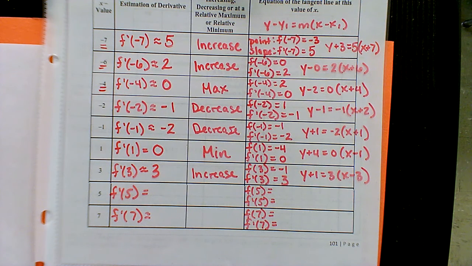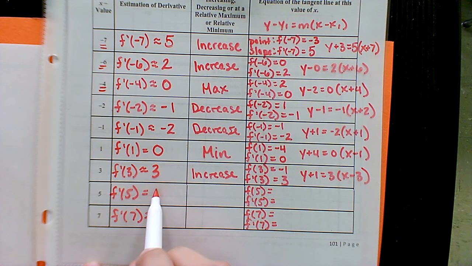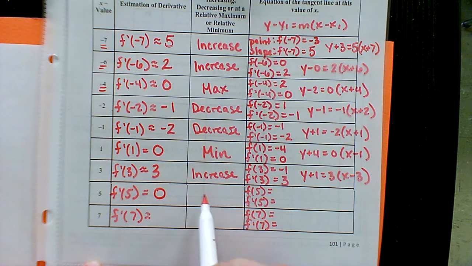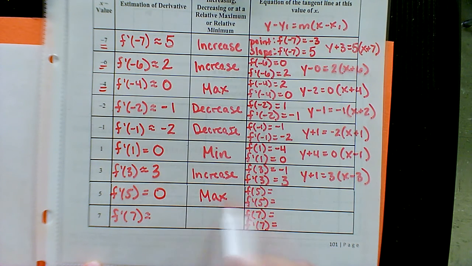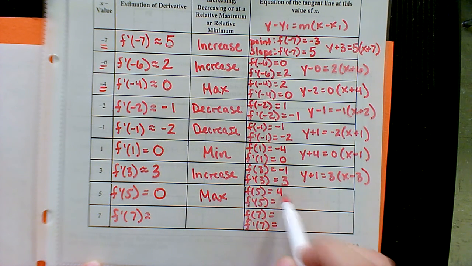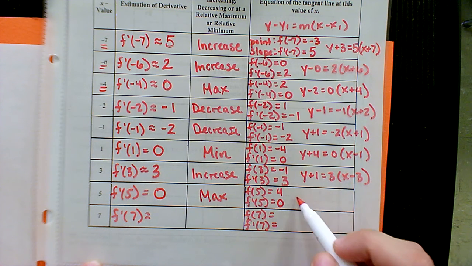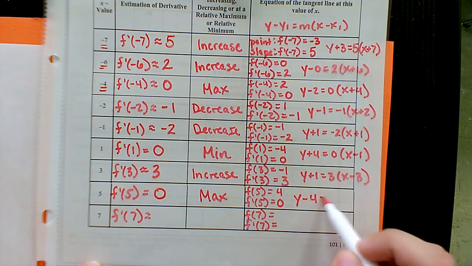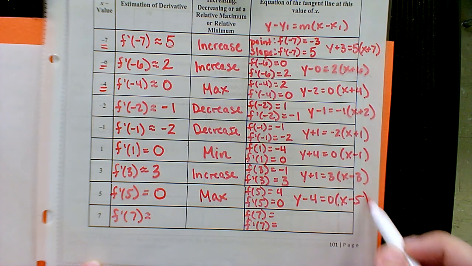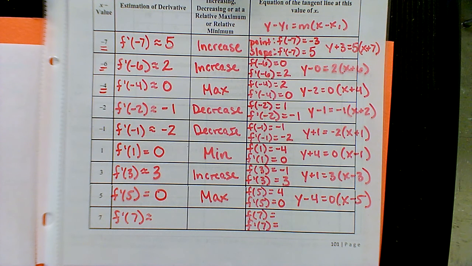Any takers on the 5 location? Derivative, aka slope estimation, increasing, decreasing, max or min in the equation? Brave soul. Go, Brianna? Zero, okay. Perfect. All right. Yep. Perfect. How'd you do? Good?